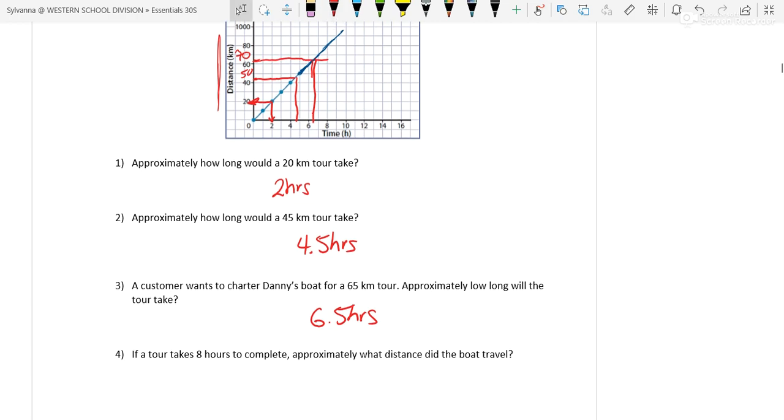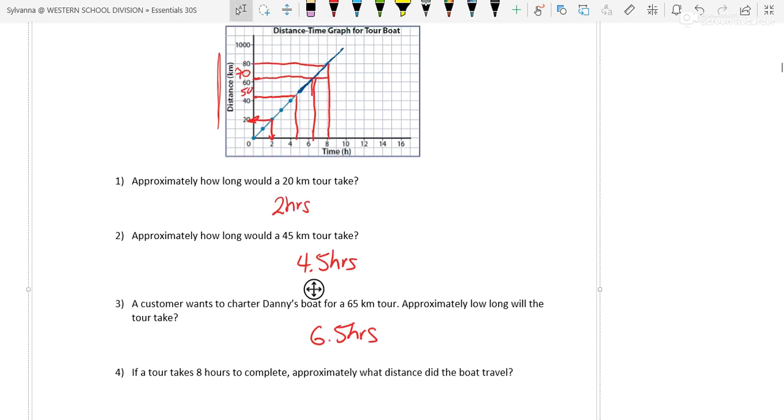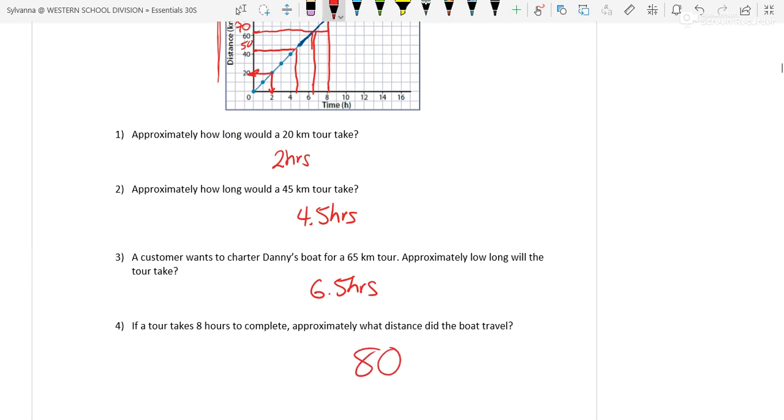If a tour takes 8 hours to complete, approximately what distance did the boat travel? Okay, so now I want to start at the bottom here at 8 hours and move up until I hit my graph. It hits right there, and that would be 80. So we would travel about 80 kilometers.